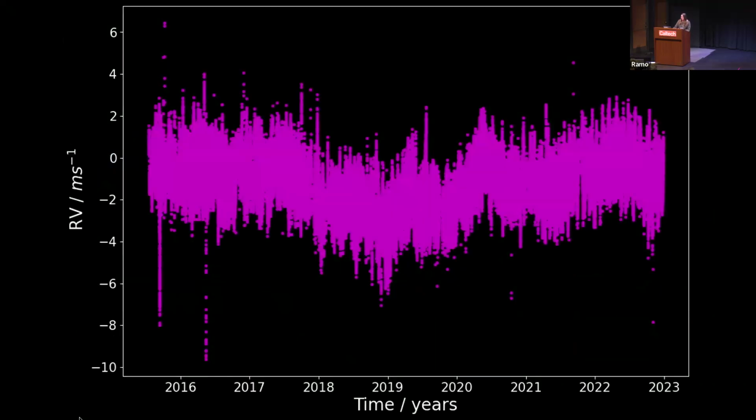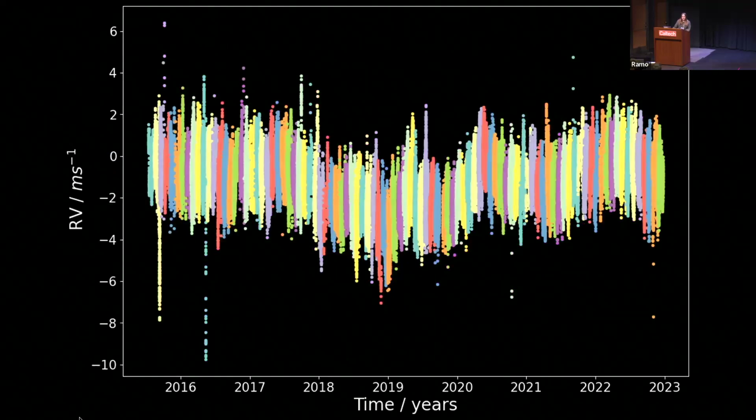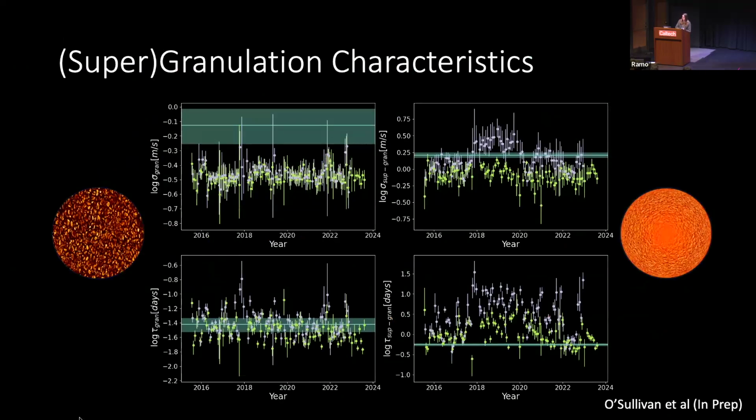Once I have that model, I go back to my quiet solar data and split it up into 4-week chunks. I model each of those 4-week chunks independently of each other, using my Gaussian process composed of 2 of those simple harmonic oscillator terms, one for granulation and one for supergranulation. And then here are my results.